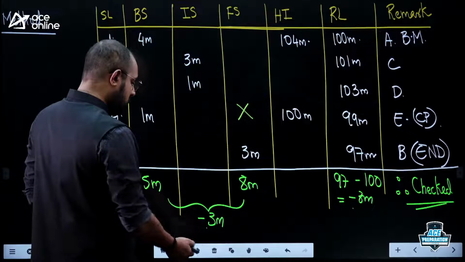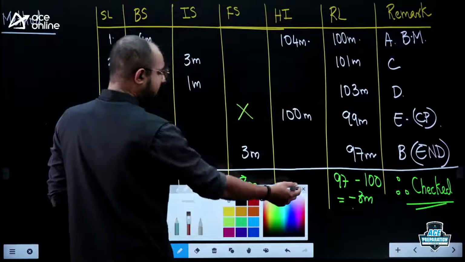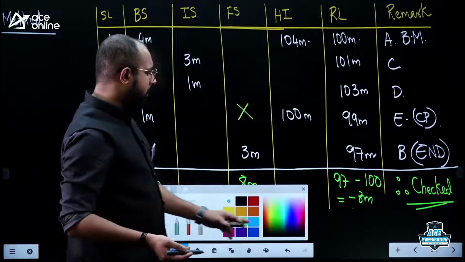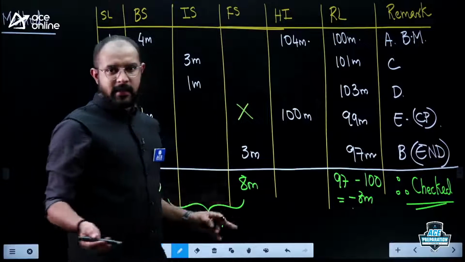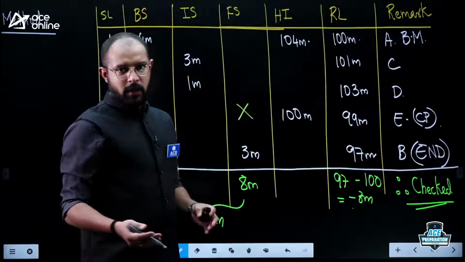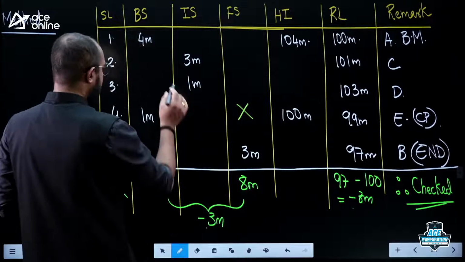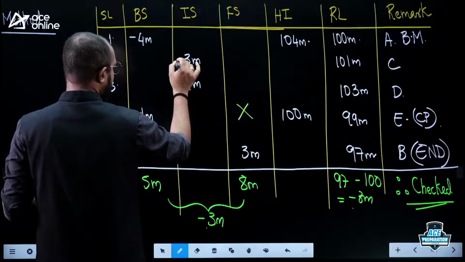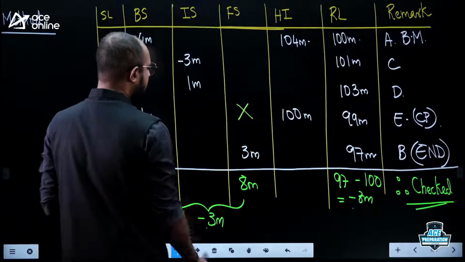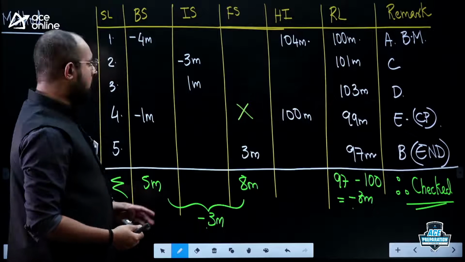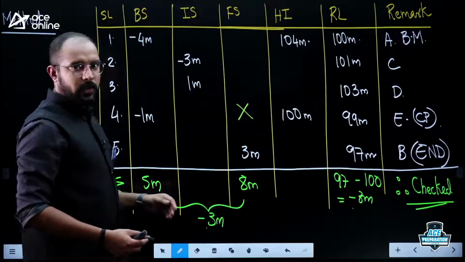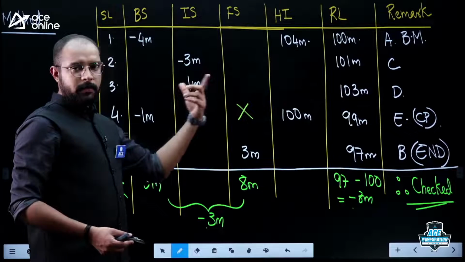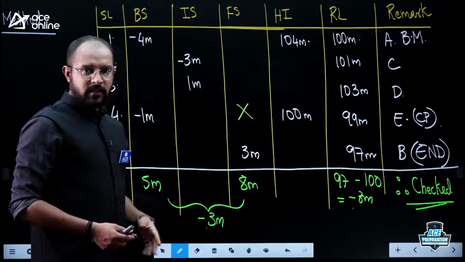Also, I would like to say that we have taken some simple values here, 4 meter, 3 meter like that. In the actual field, we are not going to get exact integer values like this. We are going to get decimal points. Apart from that, they will say that these are all negative staff readings. The back side is negative, this back side is negative, this intermediate side is also negative.